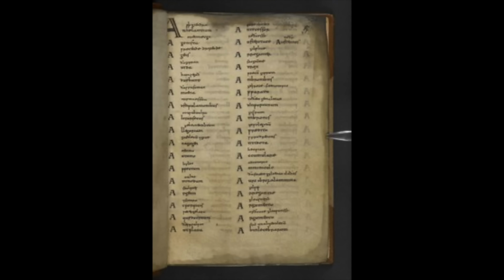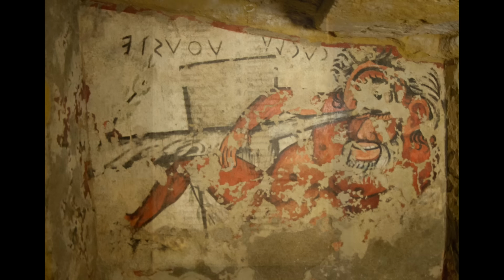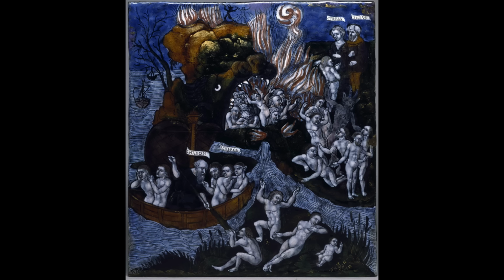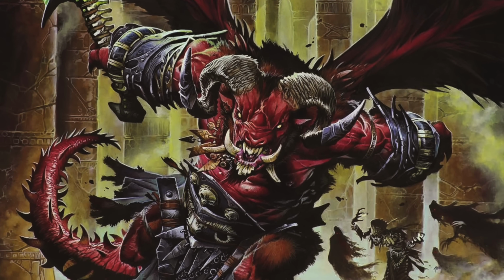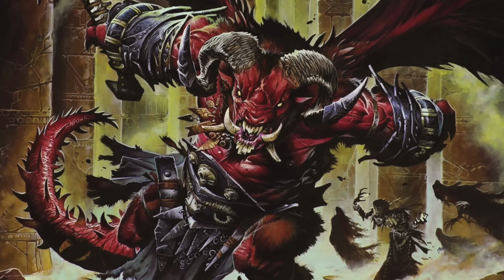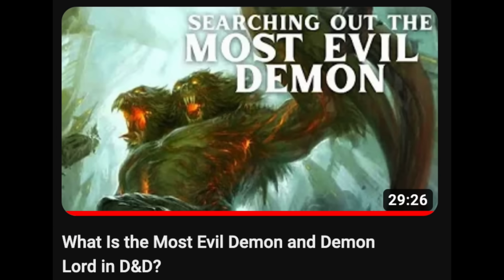In the 10th century Old English glossary called Cleopatra Glossaries, the word orc is translated from the Latin orcus, which refers to the underworld and death, and is even associated with the god Pluto, who's similar to Hades in Greek mythology. We also see here where Dungeons & Dragons gets the name Orcus for the demon lord of undeath. And by the way, I deemed him the most evil demon in D&D in my previous video about the most evil demons in Dungeons & Dragons.